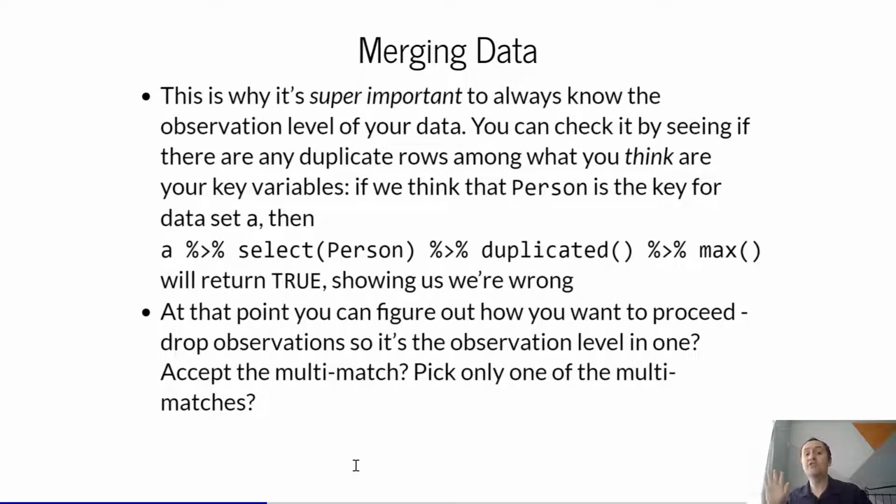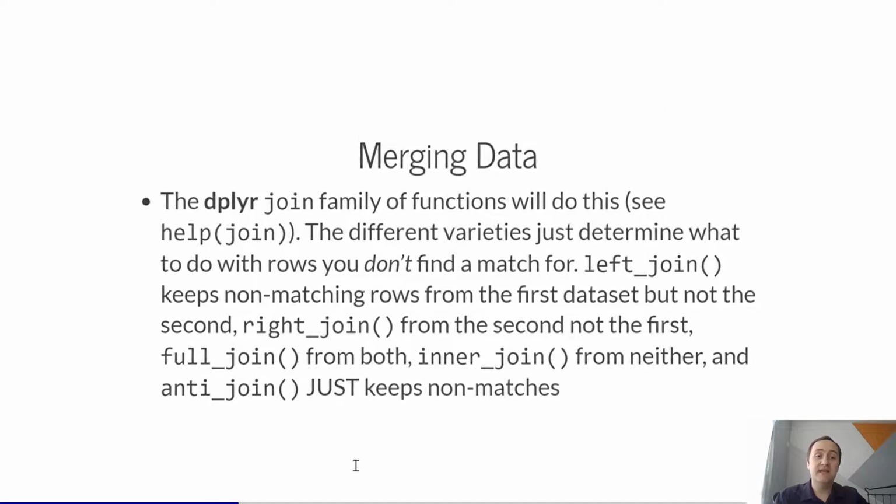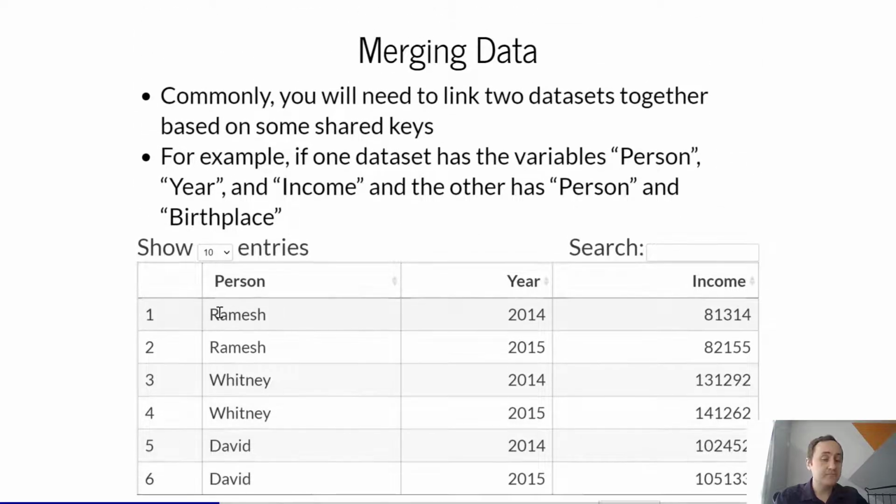So it's very important to check the observation level of your data to make sure that you are right about what you think your observation level is. A good way to do this is to see if there are duplicate rows among your key variables. So what do I mean by that? We pick our key variable. In this case, maybe we're joining on person. If I see Ramesh twice, that means that this is not the observation level for this data set, because I should only get 1 row per combination of key variables.